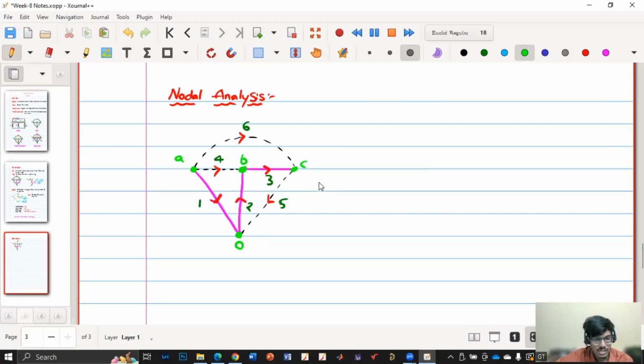So for nodal analysis, what will we do? We'll apply KCL at each and every node. So we'll apply KCL here, KCL here, KCL here, KCL here. The convention that we follow is this: say the current is leaving the node.